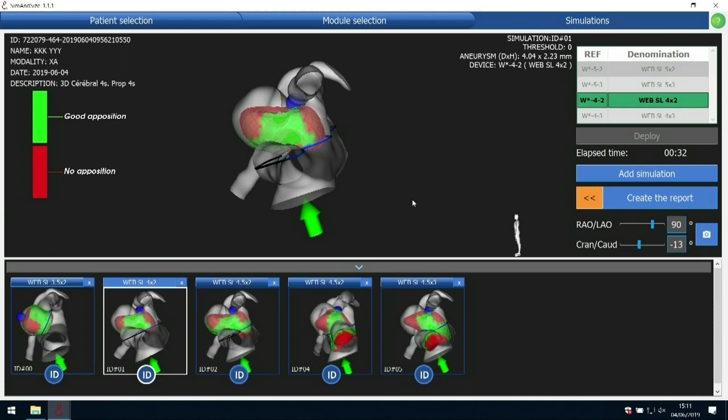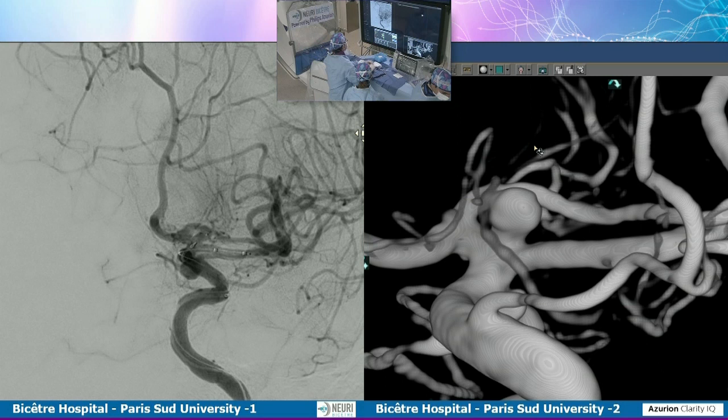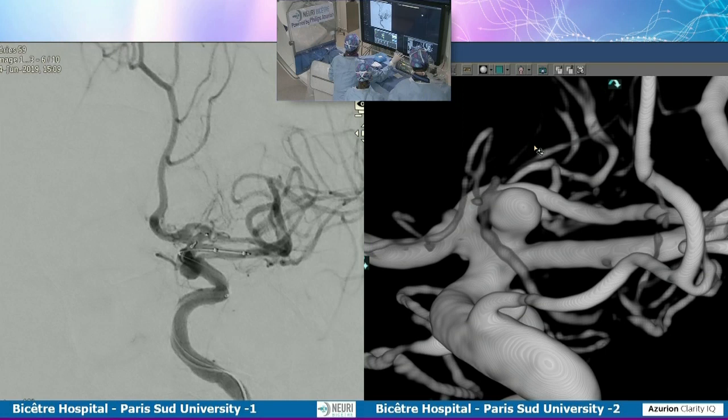Adam, would you treat it in the U.S.? No. Okay, so now the web has been repositioned with the constraint of the balloon. It has been delivered from the neck or even a little bit outside, as you saw.